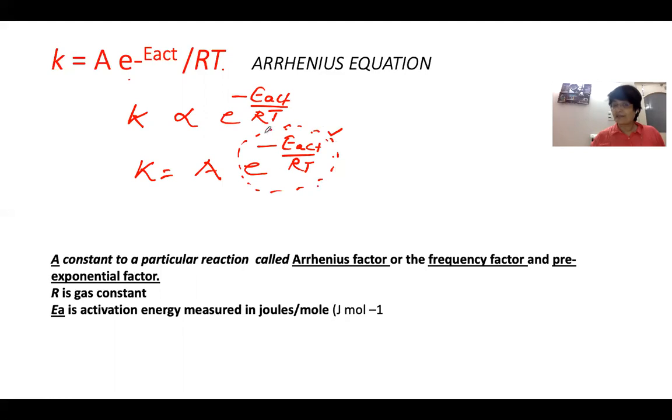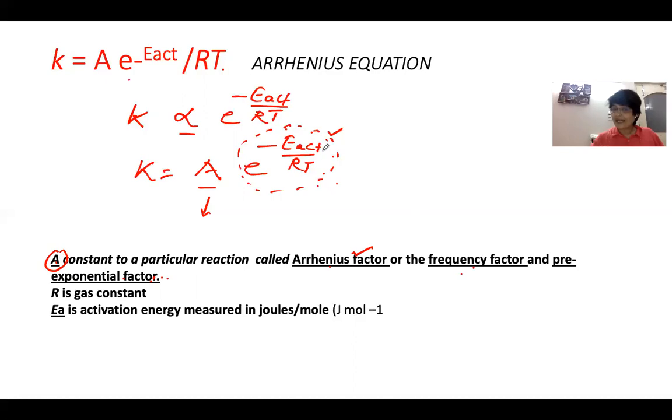These are the number of collisions which can make reactant molecules attain the activated complex state. When we remove the proportional sign, one constant appears, and this constant A is called the Arrhenius factor, frequency factor, or pre-exponential factor. Main thing is, when a numerical is done, they will ask you to find the frequency factor or pre-exponential factor. In that case, you should be aware that it is only A which has to be taken out from this expression.